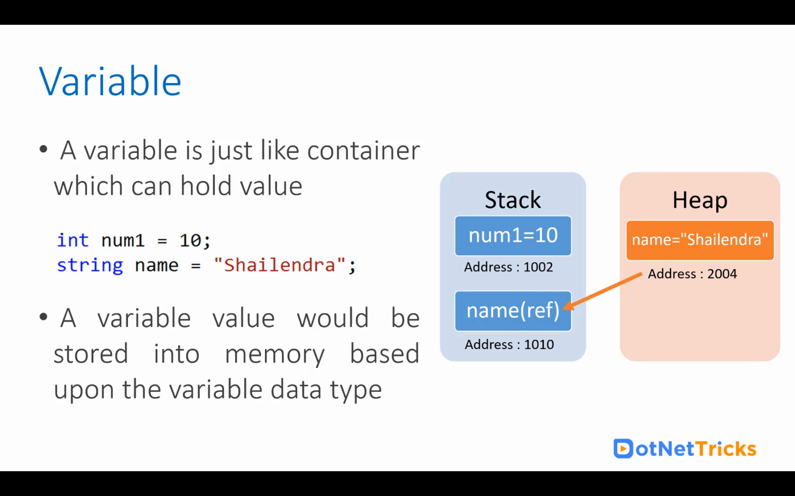But you can see the name variable is a reference type. So the name variable is always stored in the heap, and that heap reference will be contained within the stack where your application program is running. So you can see here, based upon the variable type, the variables are going to be stored either in the stack or in the heap. Based upon the variable data type, they are going to be stored in memory.